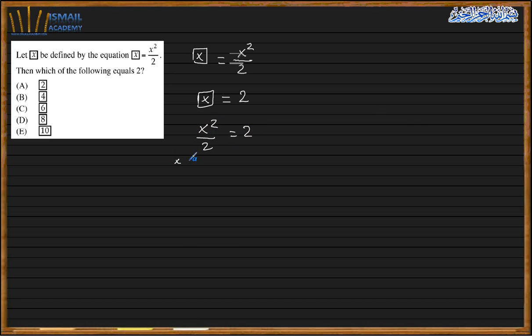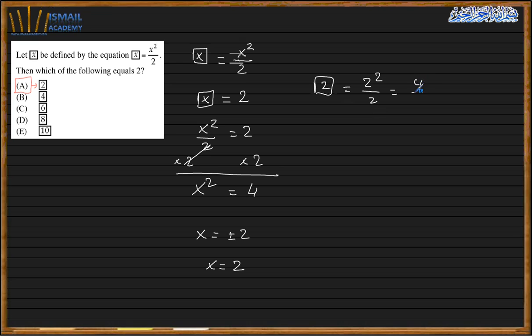Multiply both sides by 2, so the fraction cancels out. So x squared equals 4. Then take the square root, so x equals plus or minus 2. Here we're dealing with a positive number, so the answer will be x equals 2. So A will be my answer. And if I substitute here, I get 2 squared over 2, so it's 4 over 2, which is 2.